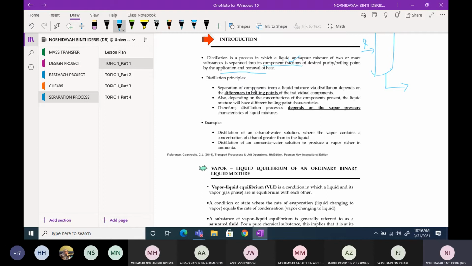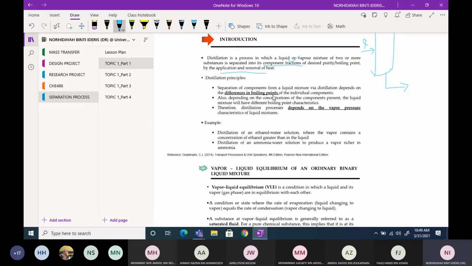Okay, so the most important thing about distillation here is difference in boiling point. So you know that the separation process inside the distillation column is based on the boiling point, kan? So biasanya kalau boiling point rendah, when you supply the heat, the low boiling point will be volatile first and go upward kan. Okay, untuk boiling point tinggi dia akan stay and then dia akan coming out as a liquid at the bottom of the column.